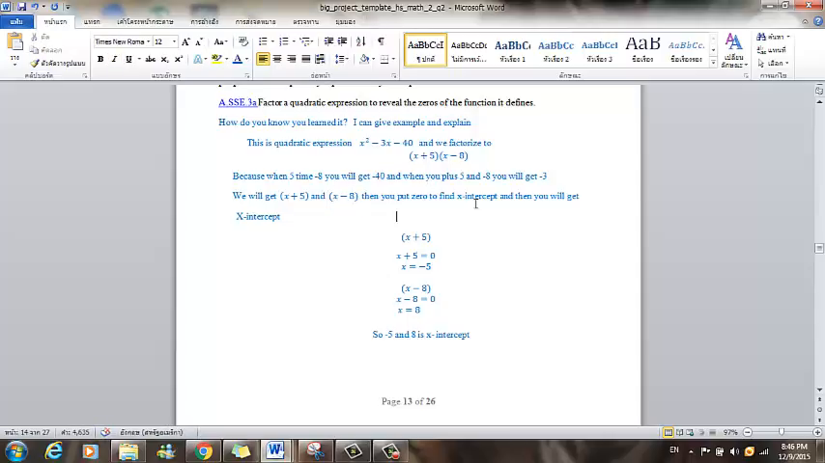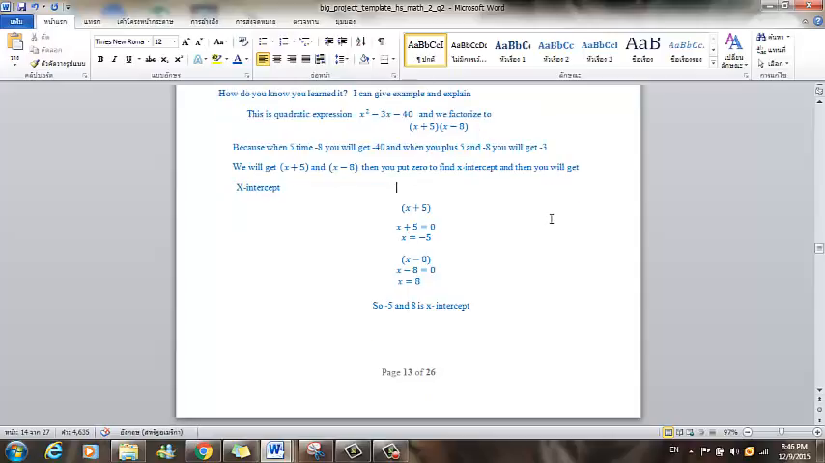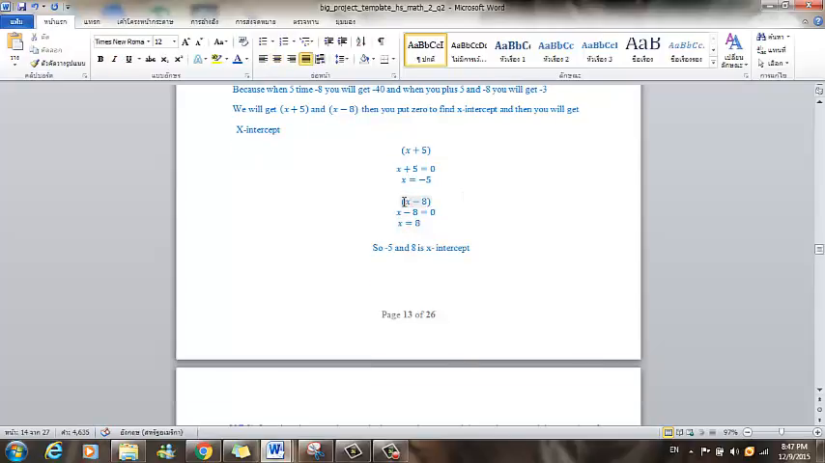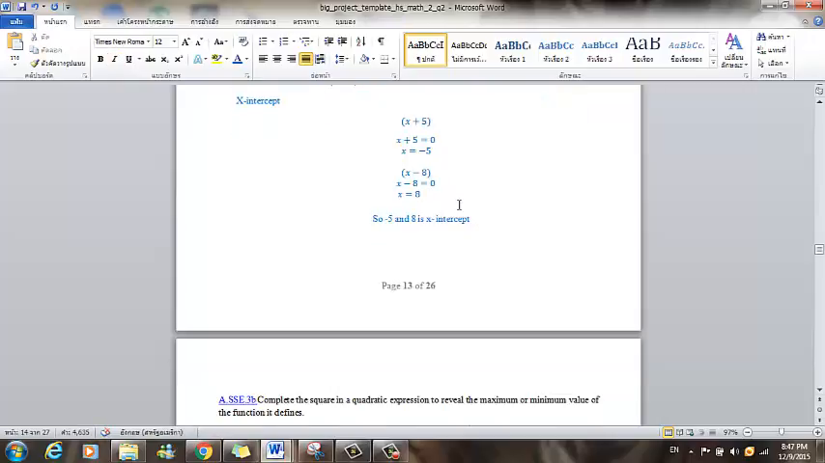We set each factor to 0 to find the x-intercepts. Take x plus 5 and set it equal to 0, as the standard says, then move the 5 to the other side, changing the plus to a minus, and you get this. This is the x-intercept that we get. Do the same thing with the other term, x minus 8, changing the side to find the x-intercept. So our x-intercepts are minus 5 and 8.